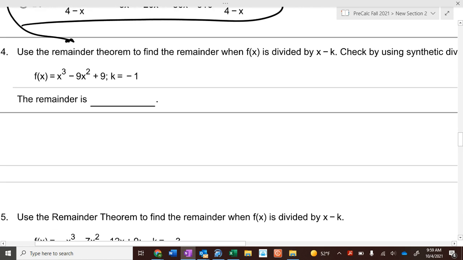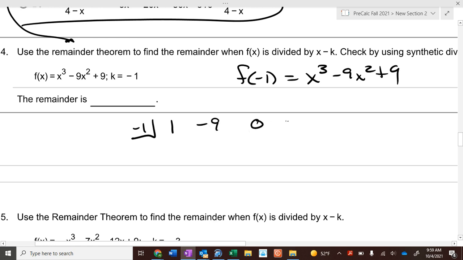All right, remainder theorem. What's the remainder theorem? Well, what they want to know is, what is f of negative 1 for x cubed minus 9x squared plus 9? Now, I could stick the negative 1 in there and figure that out, or I could use what's called the remainder theorem, which is synthetic division for 1, negative 9, 0, 9. 1, negative 1, negative 10, positive 10, negative 1.